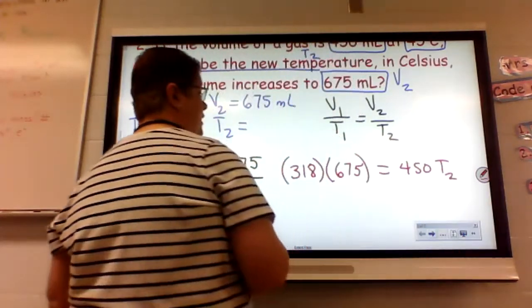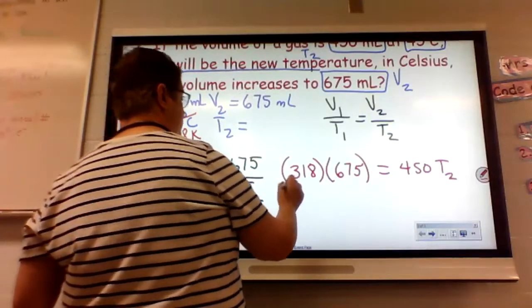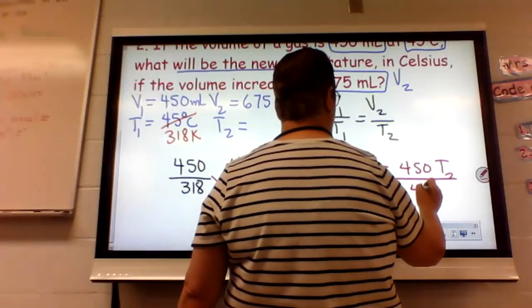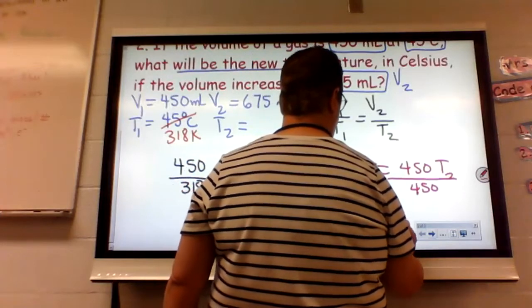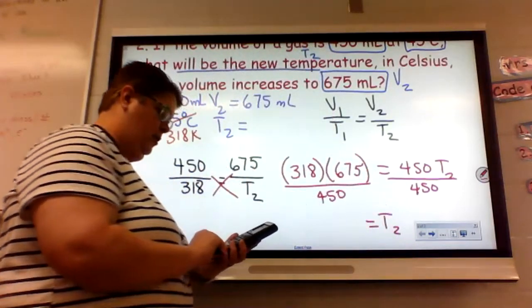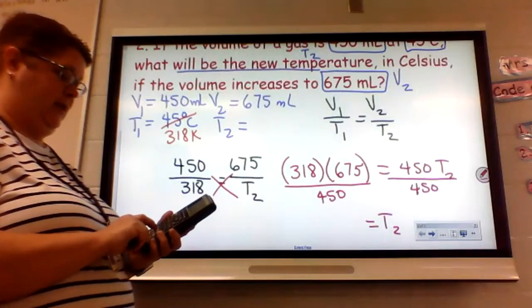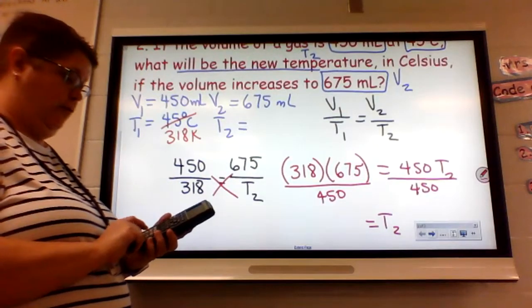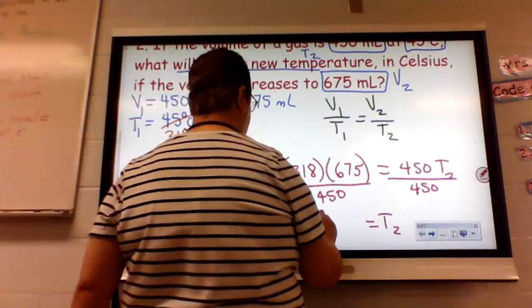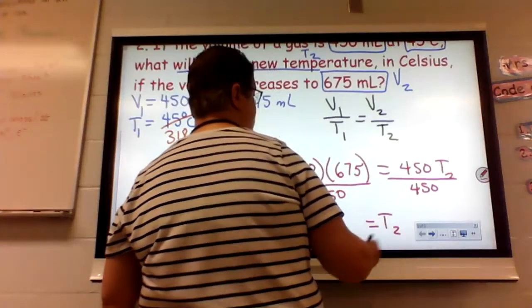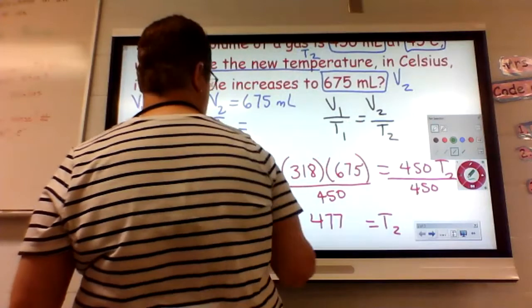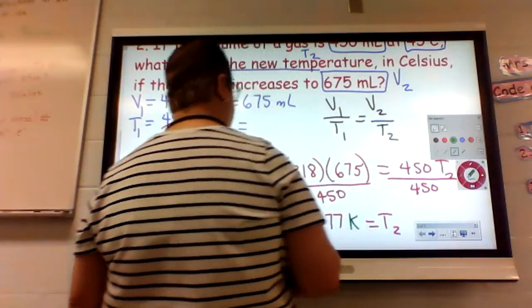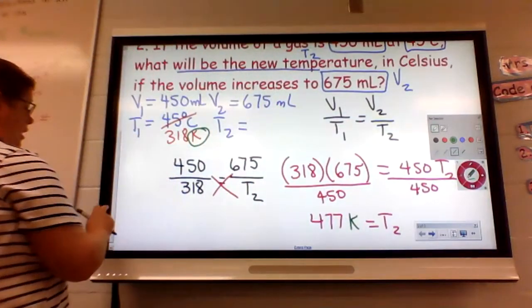All right, to solve for T2, what do I do? Divide by 450. So T2 should be equal to 318 times 675 divided by 450. You get 477. Now, 477 will be in what unit? Kelvins, because it has to match there. If the question asks for kelvins or it didn't specify, we're done.